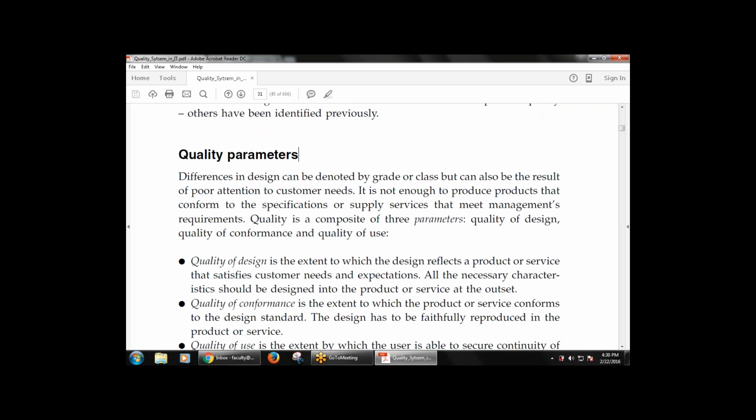Now, the next topic is the quality parameter, that is how the quality parameter will be achieved. That is denoted by the grade or the class, but the result of the poor attention to the customer needs.